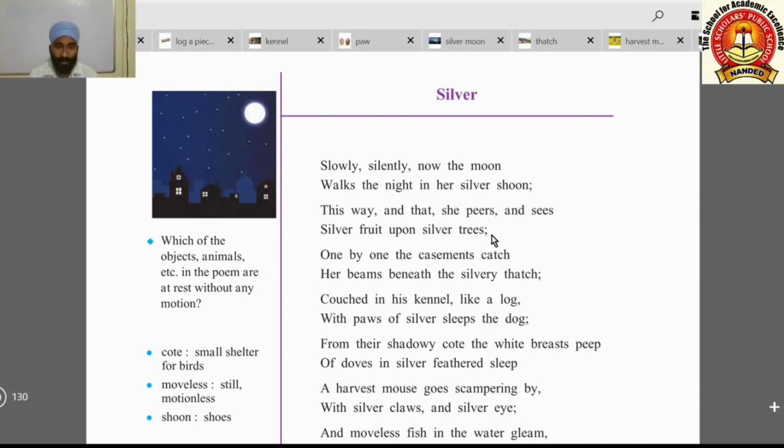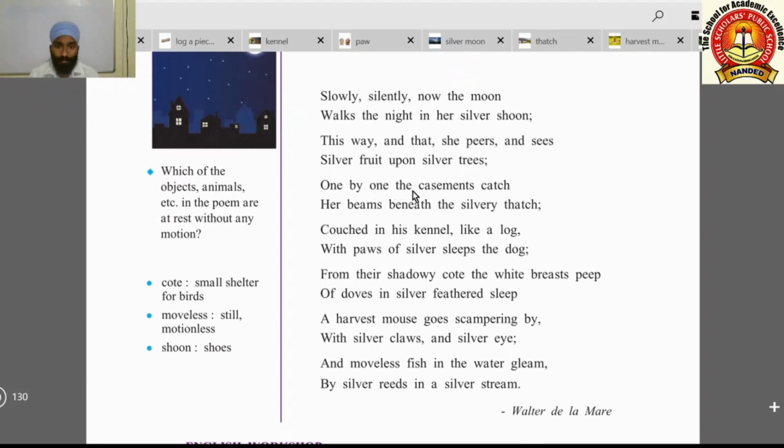Silver fruit upon silver trees. So at that time, the fruit which is present upon a tree looks silver. The tree also looks silver and the fruit also looks silver. Now, one by one, the casements catch her beams beneath the silvery thatch.